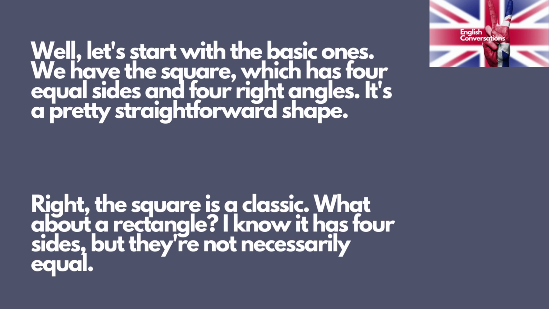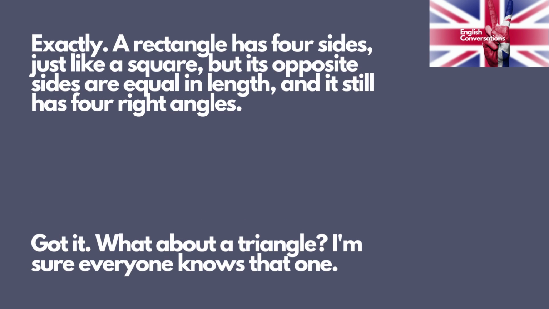We have the square, which has 4 equal sides and 4 right angles. It's a pretty straightforward shape. Right, the square is a classic. What about a rectangle? I know it has 4 sides, but they're not necessarily equal. Exactly. A rectangle has 4 sides, just like a square, but its opposite sides are equal in length, and it still has 4 right angles.